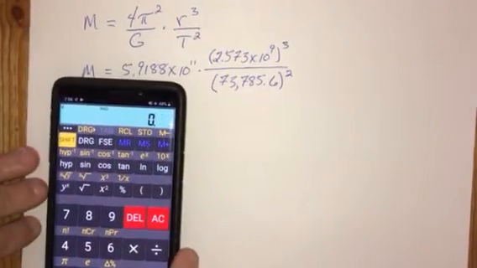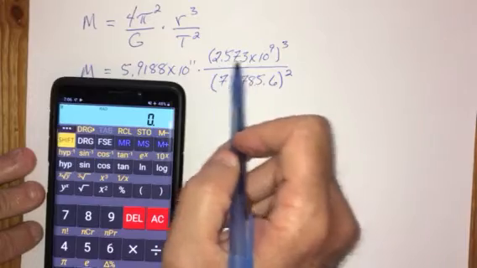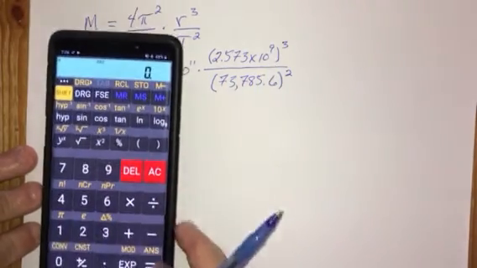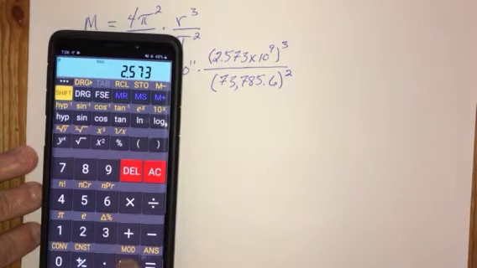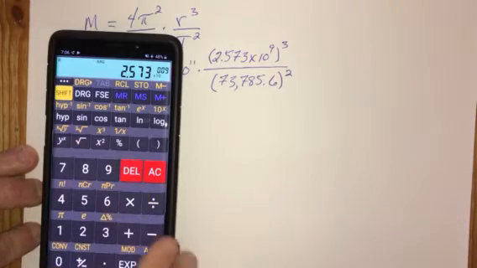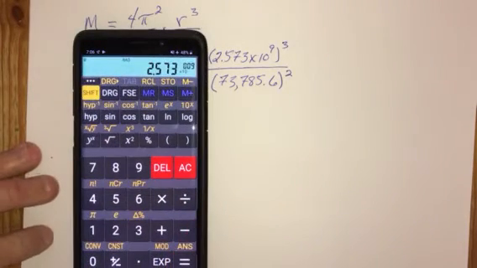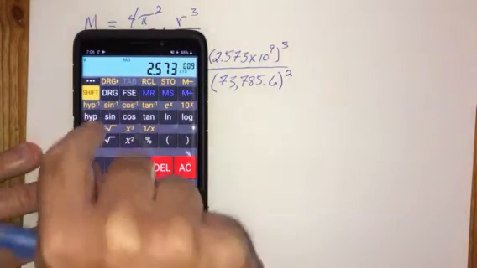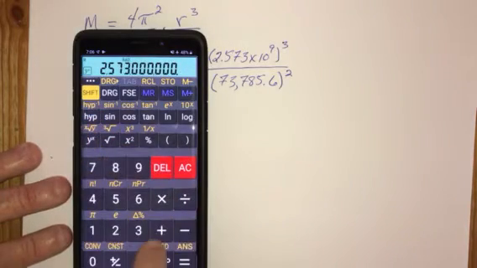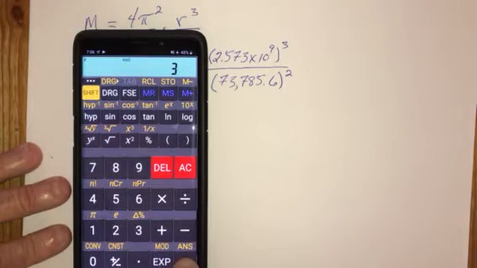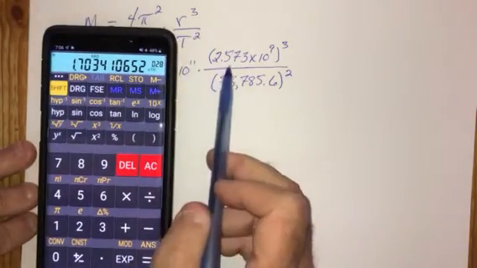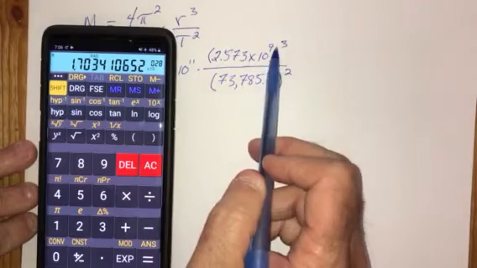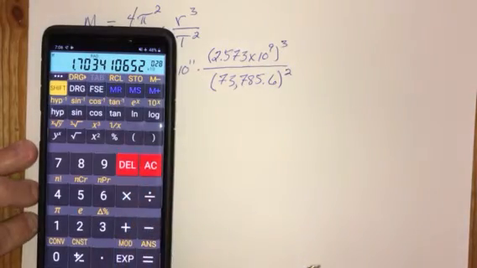Well, here on this calculator, I'm going to start with the radius and cube that first. So we'll enter that, 2.573 exp 9. Okay, and on this calculator, there are two different ways that I can find this number cubed. I'm going to use the y to the x key, and then hit the number 3, and hit equals. Okay, so that was 2.573 times 10 to the 9th, and then we cubed that number.